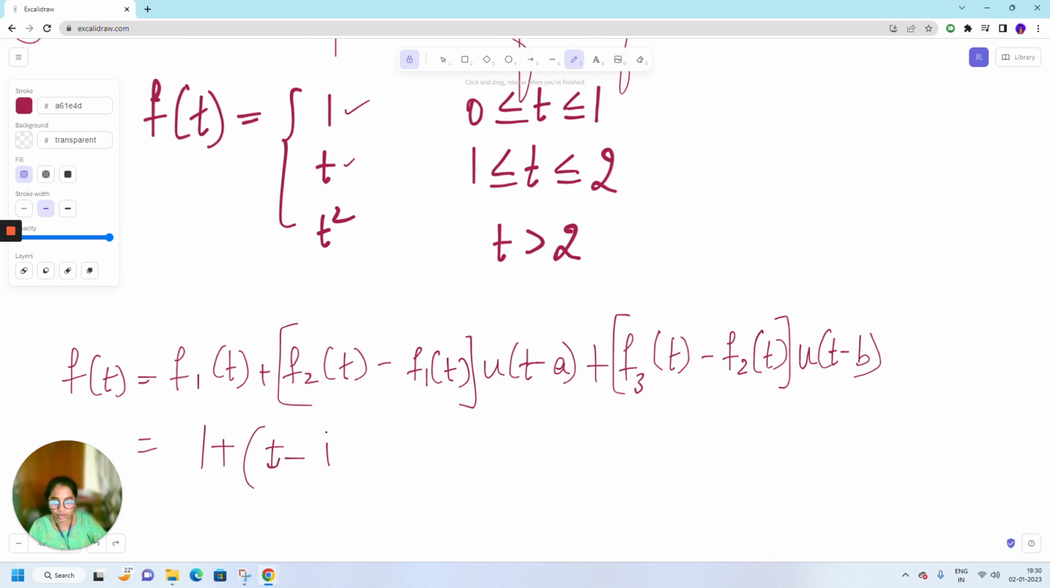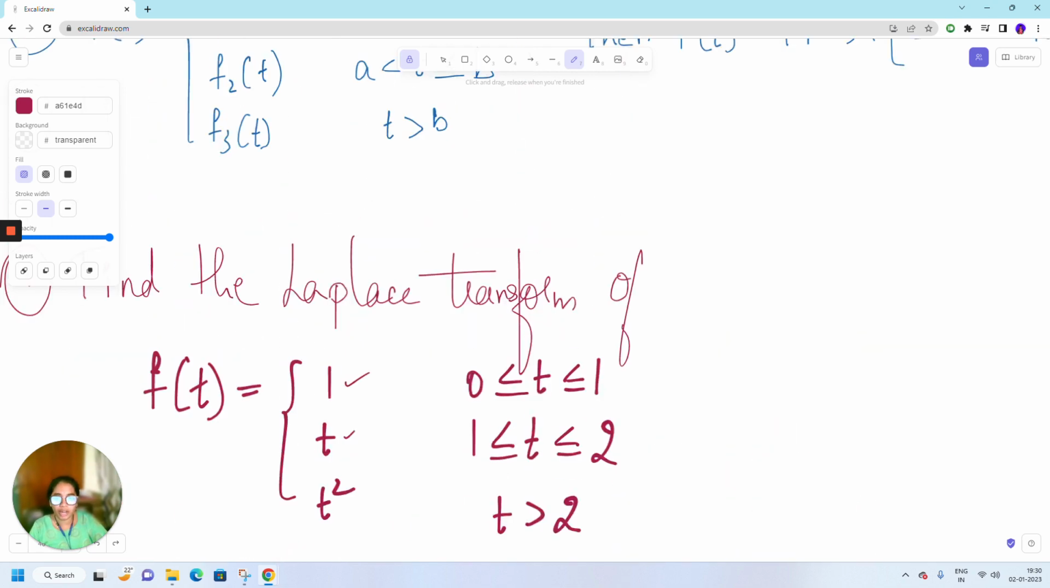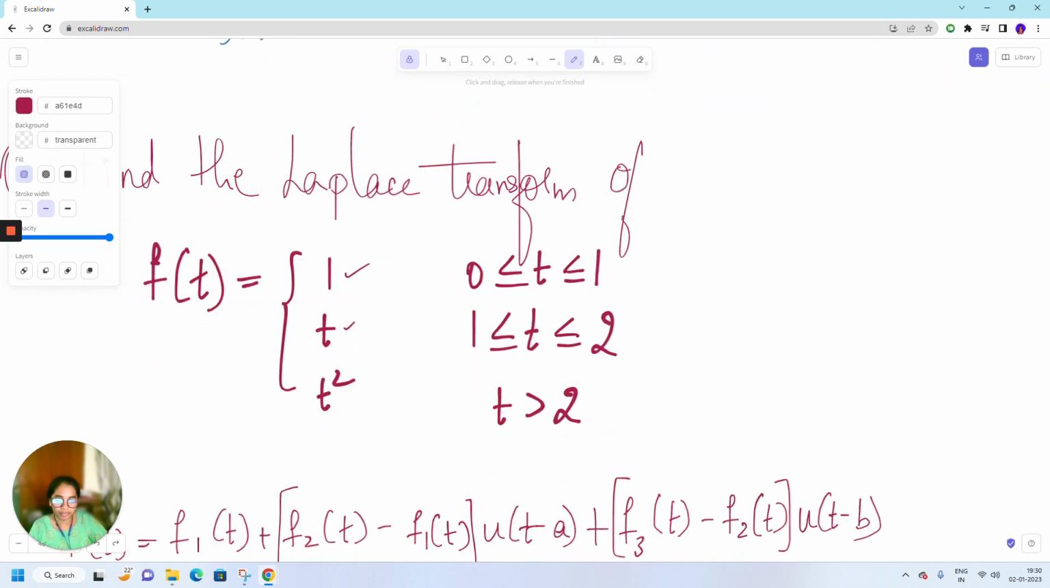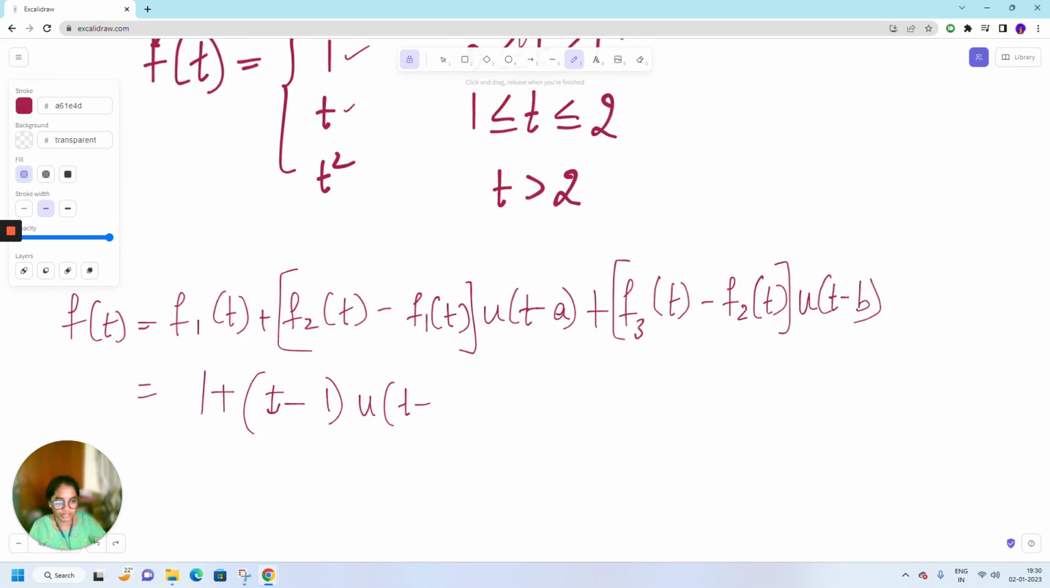t minus 1 into u of t minus, observe the fourth property. Here we have a over here and here, right? So that is t is less than or equal to a, and for the second function, t is greater than a. Here, t is less than or equal to 1 and t is greater than 1 for the second function. So what is the value of a? The value of a is 1.